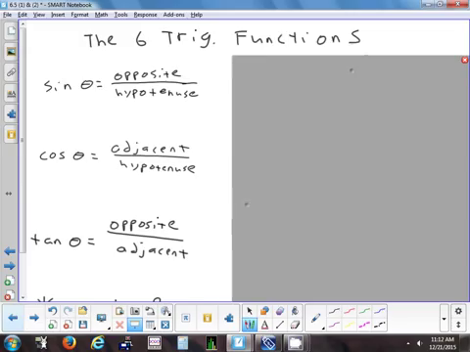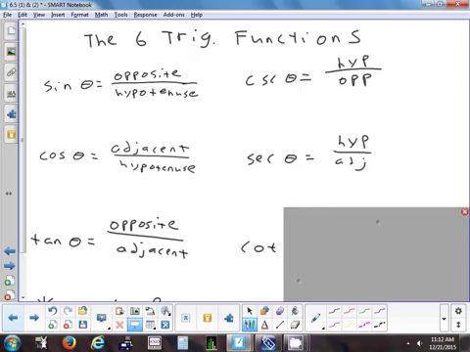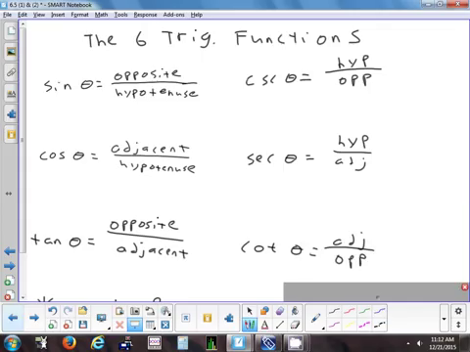All right. What are we going to do with our 3 trig functions on the left to get the 3 on the right? Yeah, flip them. Okay, so the cosecant is hypotenuse over opposite. Secant is hypotenuse over adjacent. And cotangent is adjacent over opposite.